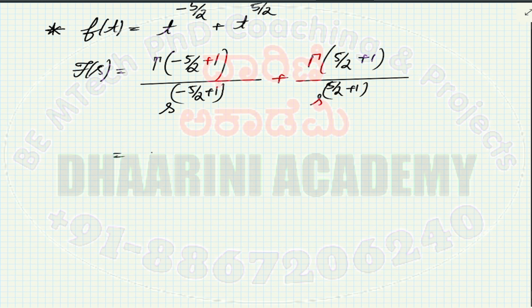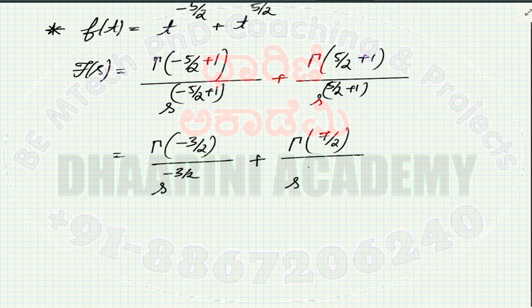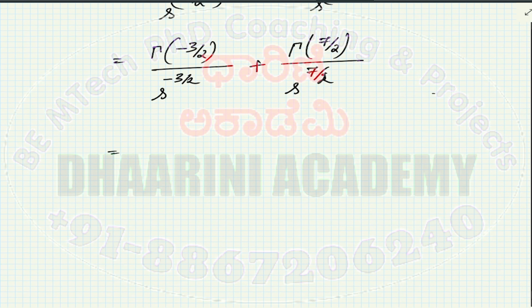Okay, now this is gamma of minus 5 by 2 plus 1, which is minus 3 by 2 whole, divided by s to the power minus 3 by 2. Then plus gamma of 5 by 2 plus 1, which is 7 by 2 whole, divided by s to the power 7 by 2. So let's write this.